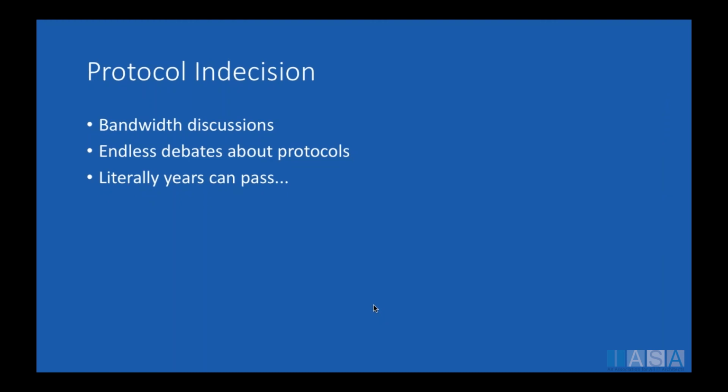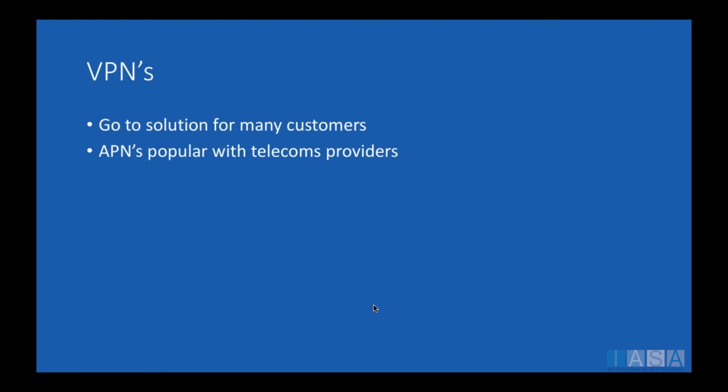Other things, so for example, protocol indecision, I would say, is a very common hallmark of failing IoT projects. Just endless debates about protocols. It's much better to get something up and running and change the protocol afterwards than to write a thesis on why MQTT is slightly better, has a slightly smaller footprint than AMQP.